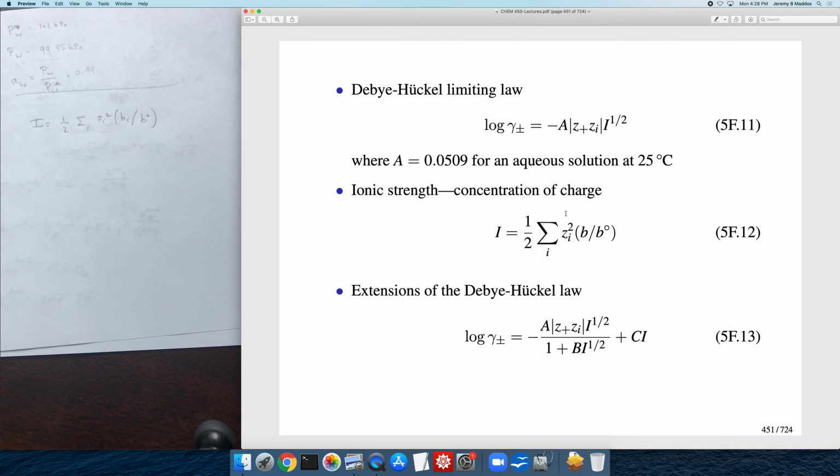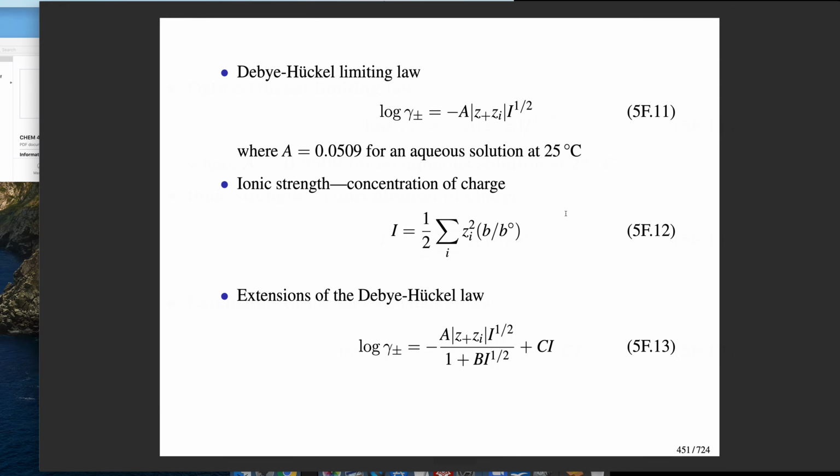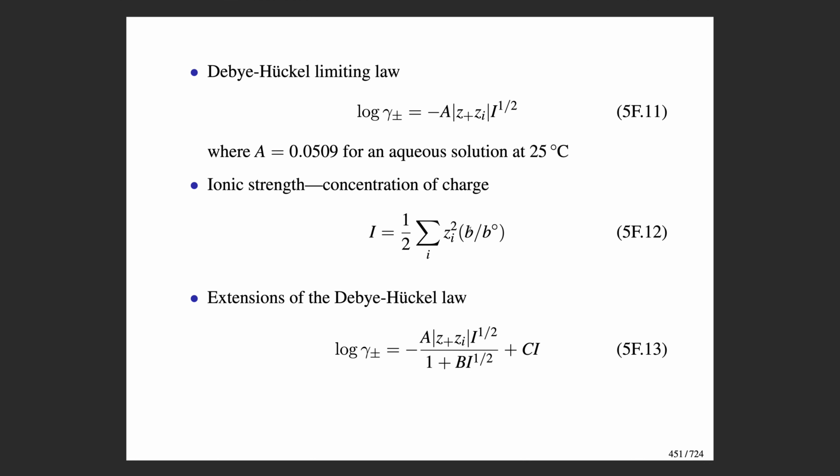So if you know what compound you have, and you know the concentration, you can calculate the ionic strength, and then you can use that to predict what would be the mean ionic activity coefficient for that. There are extensions of the Debye-Hückel law that include additional corrections. Okay, you just wind up with more parameters in that equation. So here's another version of the Debye-Hückel law that's called the extension. I believe it's called the Davies extension or something like that.